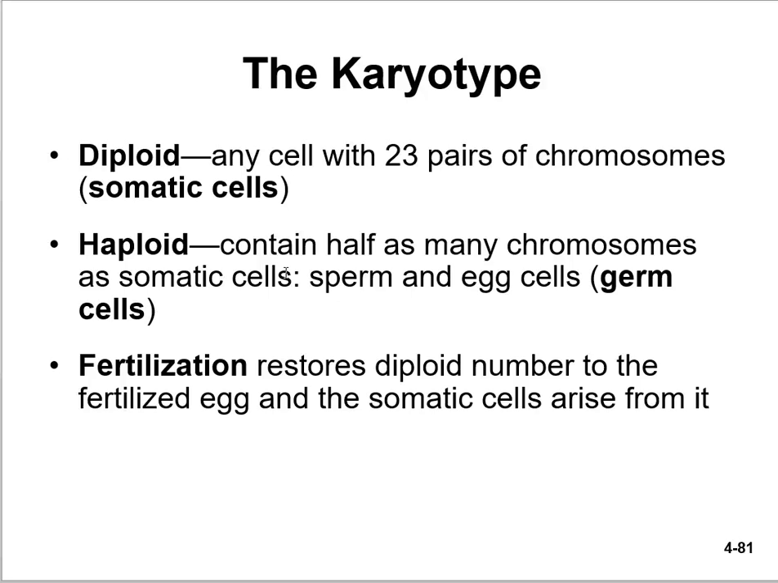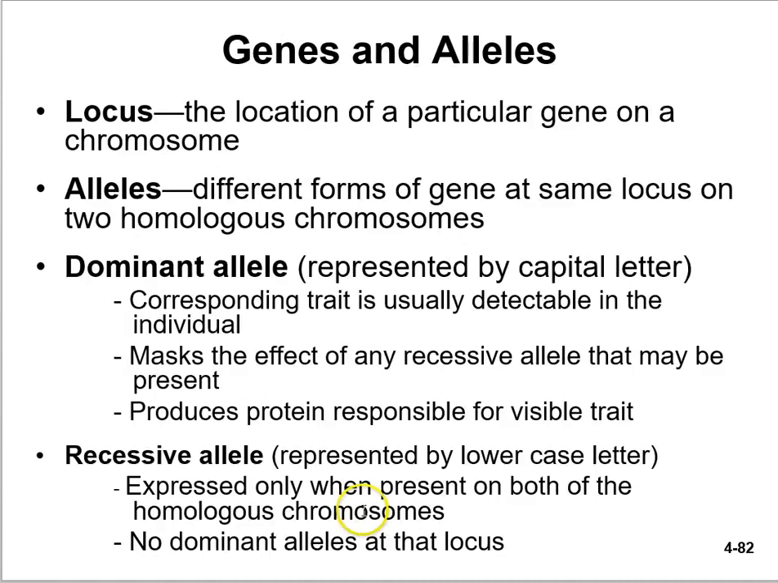Fertilization then will restore the diploid number again. So that's why we say you get half of your chromosomes from mom and half from dad. Half of them were in the egg cell and half were in the sperm.